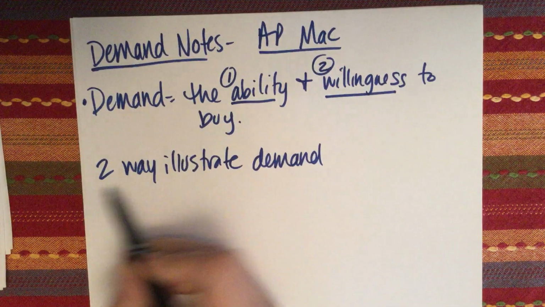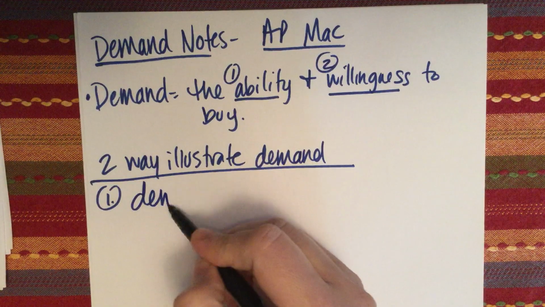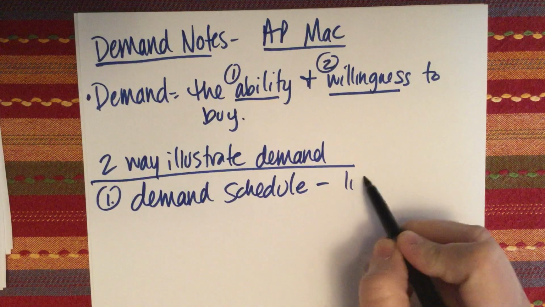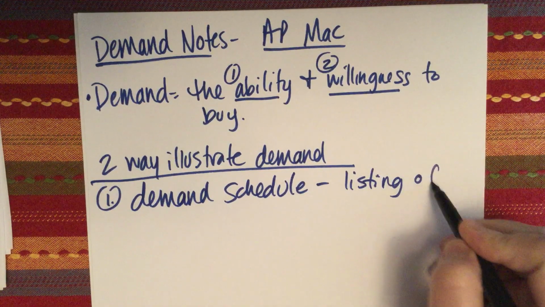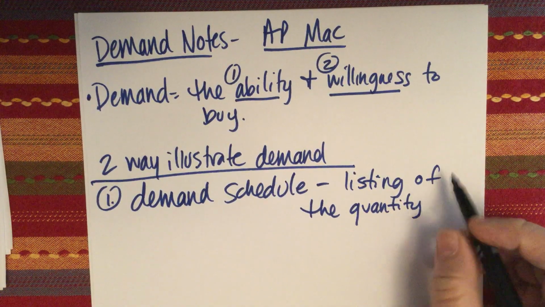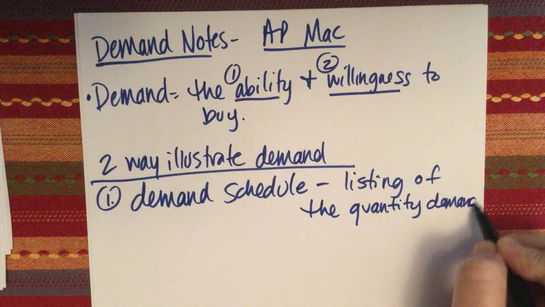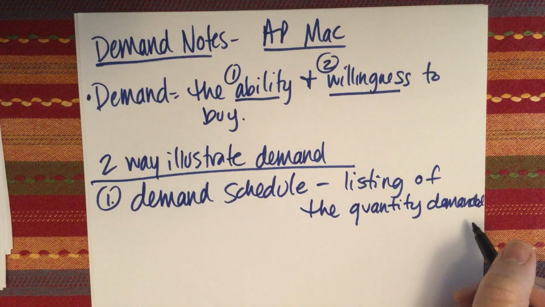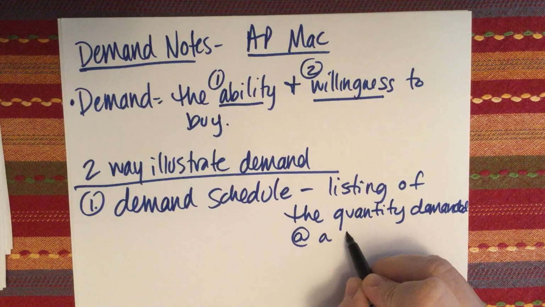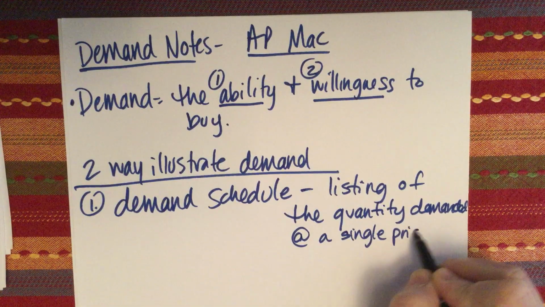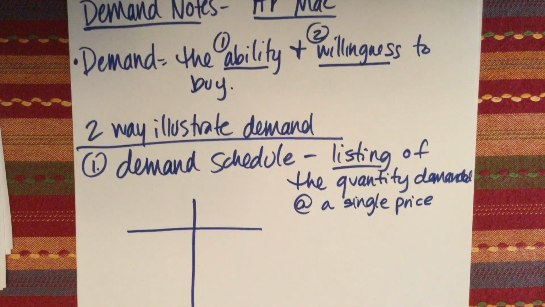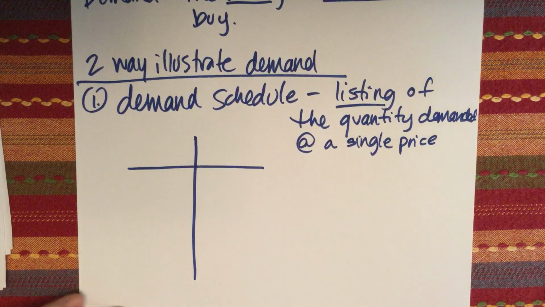Okay, there are two ways to illustrate demand. The very first way is called a demand schedule. And a demand schedule is just a listing of the quantity. Quantity means how much. The quantity demanded is what you're able and willing to buy at a single price. So it is, again, just a listing. Think of it as a T-chart, one that you've seen in algebra before.